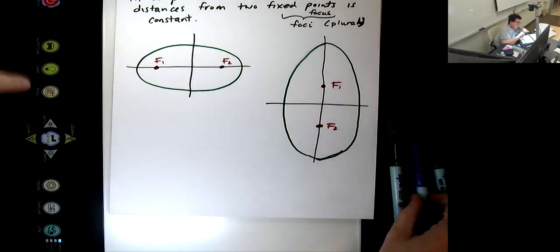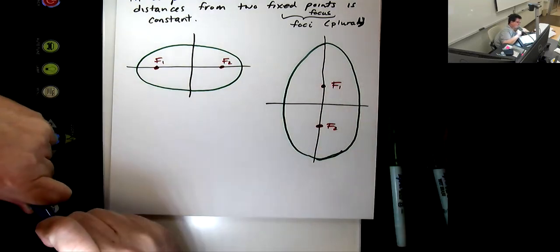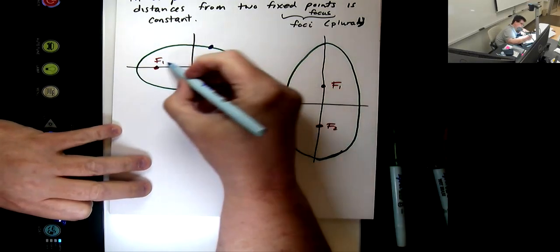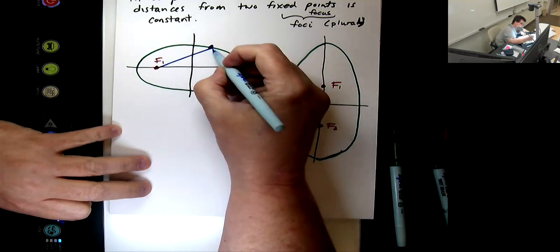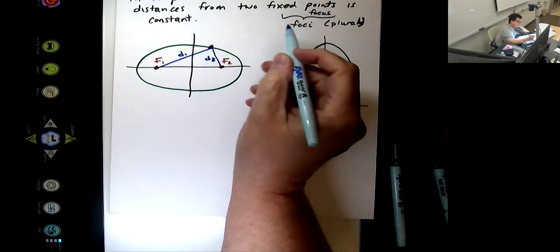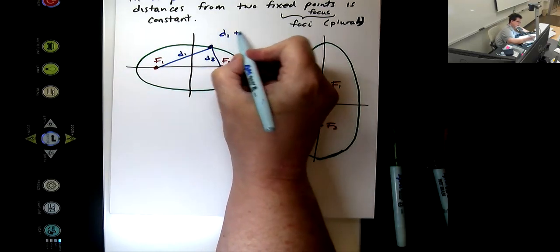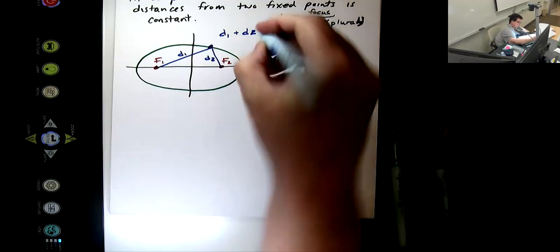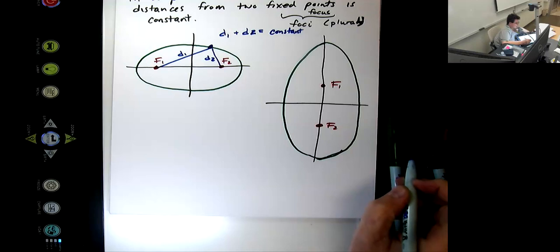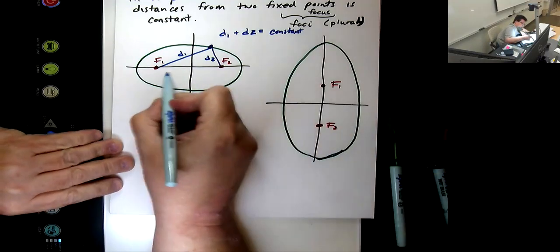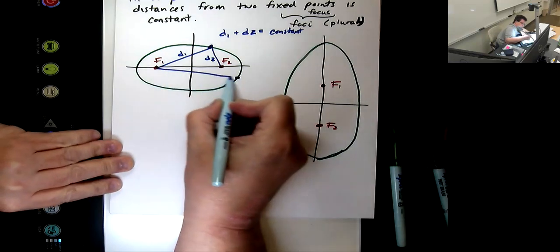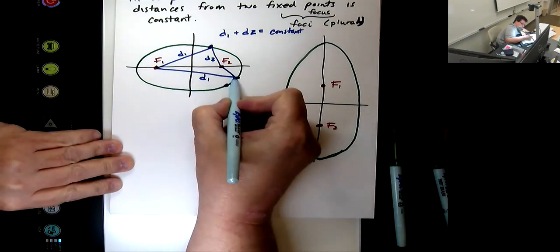So when we say the set of points in a plane, the sum of whose distance from two fixed points is a constant, you pick any point on the ring. Let's call that D1 and D2. D1 plus D2 equals some constant number, no matter which point we pick. I could be way over here and have D1 be really long and D2 becomes really short.